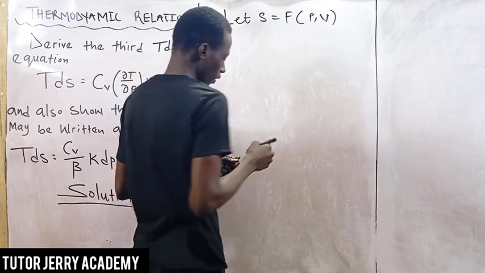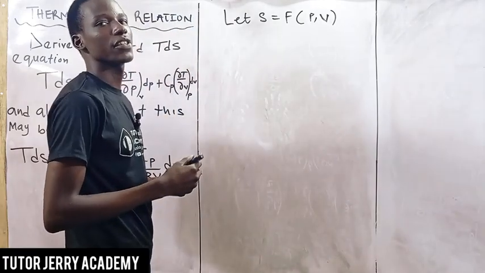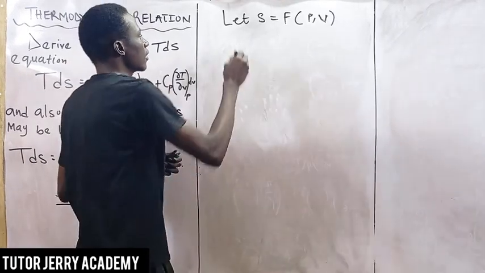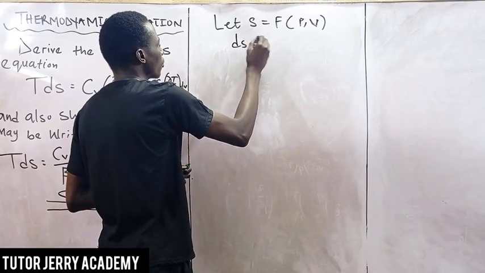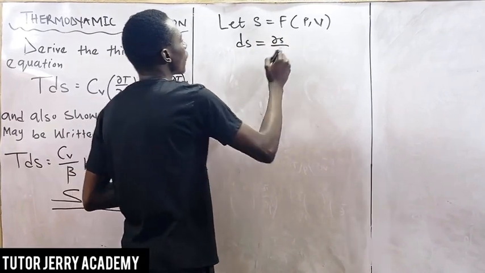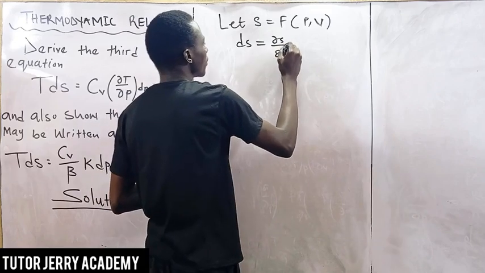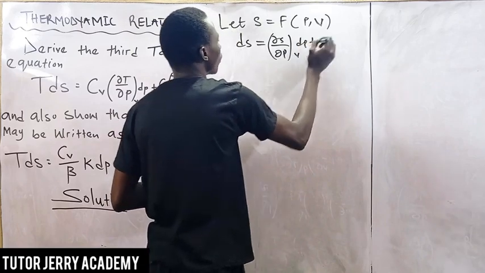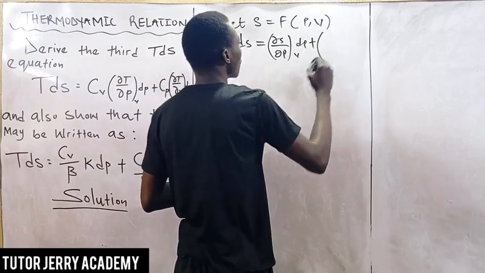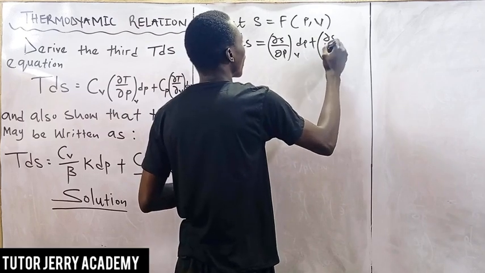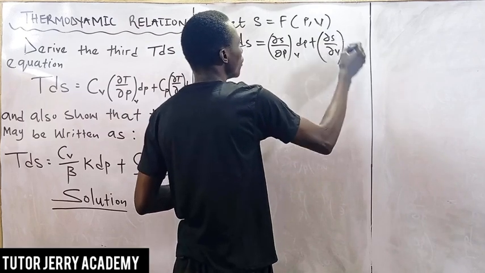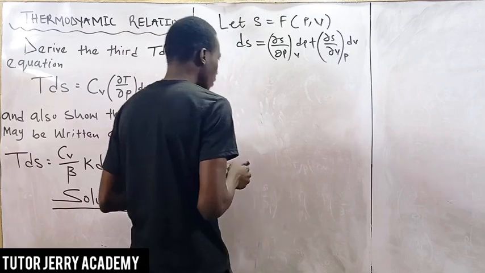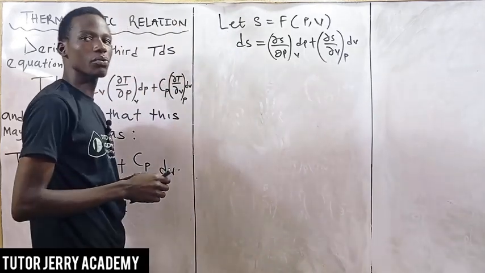Now, from our fundamentals of partial derivatives, which we have been doing in our previous lecture, we can say that dS from this equation will be equal to the partial derivative of S over the partial derivative of P, keeping V constant, dP, plus the partial derivative of S over the partial derivative of V, keeping P constant, dV. This is what we have.